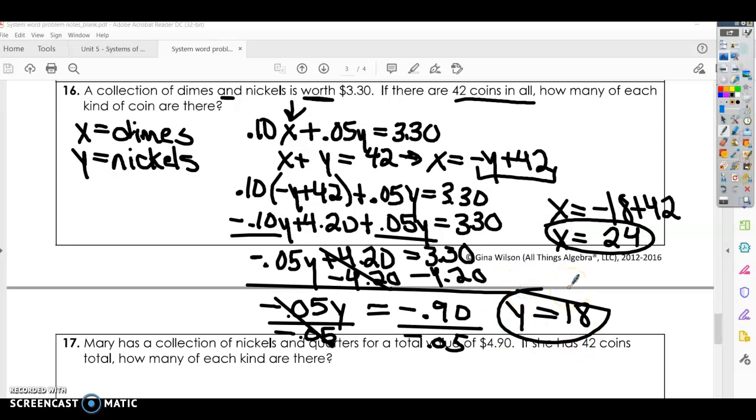Alright, so my X's, I know I have 24 dimes, and I have 18 nickels. This is also easy to check, because if you do 24 times 10 cents plus 18 times 5 cents, you should get $3.30.